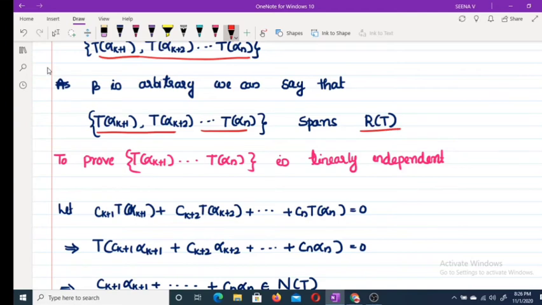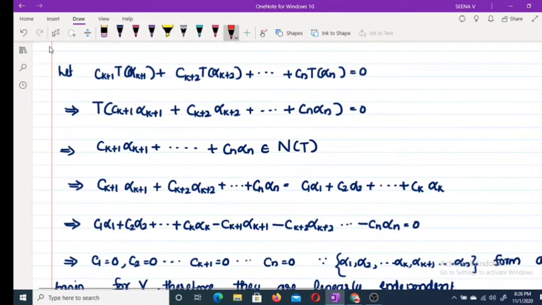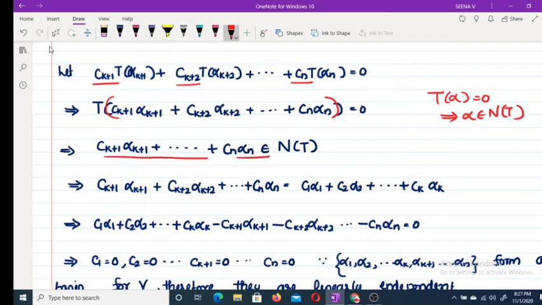Clear? Now we have to prove this set is linearly independent. For this, you take some constants, I am denoting these as c k plus 1, c k plus 2, etc., c n, such that c k plus 1 T alpha k plus 1, c k plus 2 T alpha k plus 2, etc. equals 0. Now using the linearity property again, T of this one equals 0. This implies T of something equals 0, so T of alpha equals 0, which implies alpha belongs to N(T). Therefore, this element belongs to N(T).